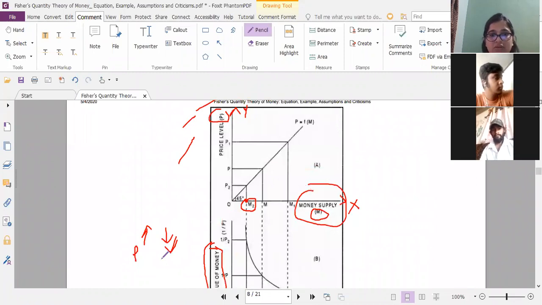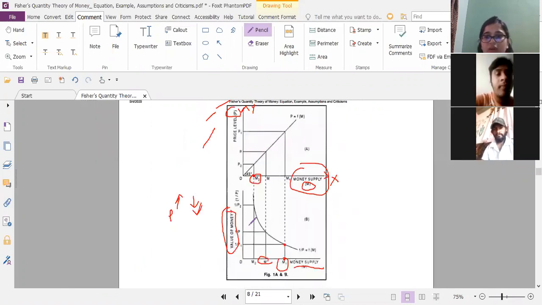We're done with the rest of the things. Please make a note of this graph, and if there's any doubt you can ask me. Once you finish with this, please let me know. We'll wind up the class. We're done for today.